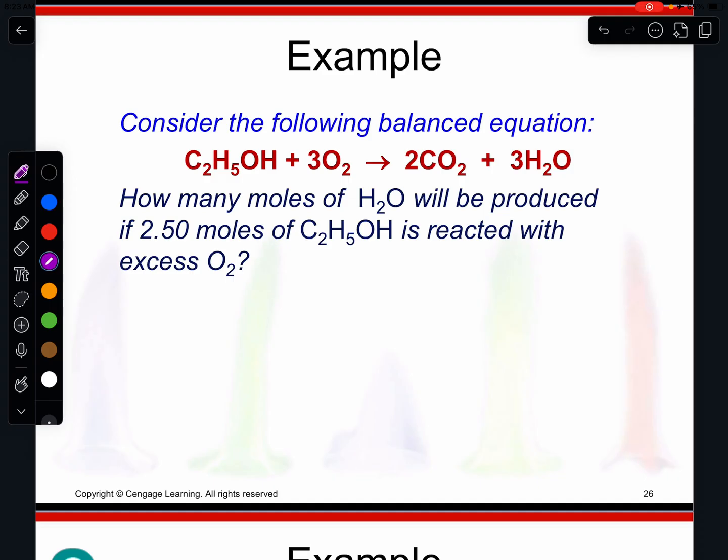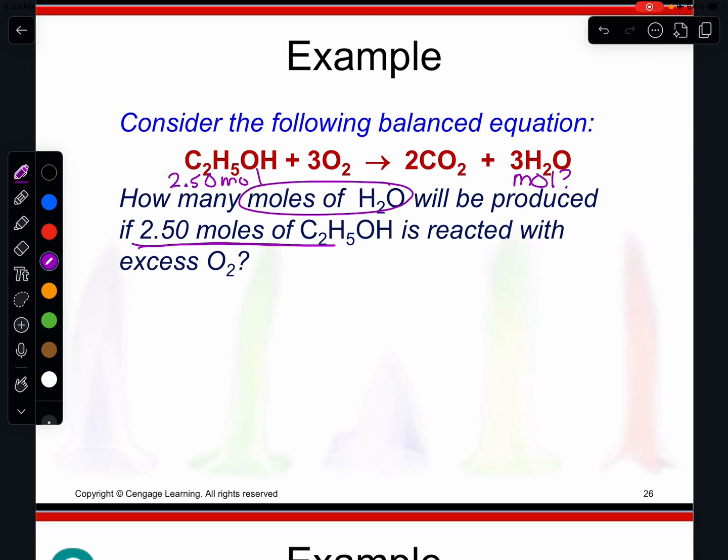So how many moles of H2O, that's what I'm looking for, will be produced if we start with 2.5 moles of C2H5OH? Usually I give you a little more room here, but that's okay. So this is what we're starting with, and it's reacted with excess O2.